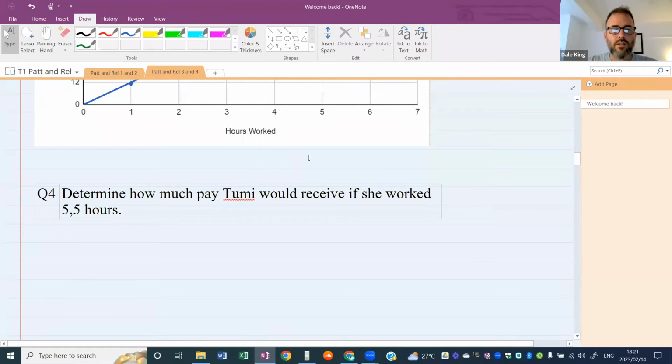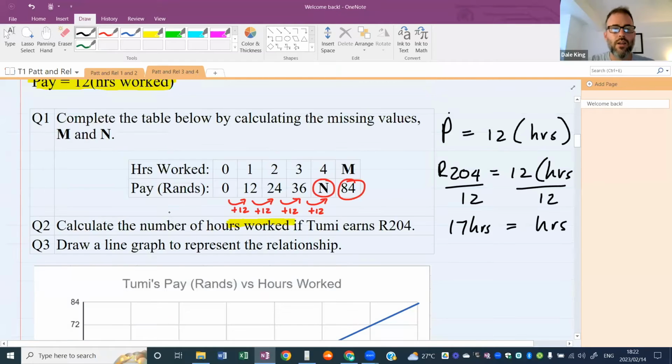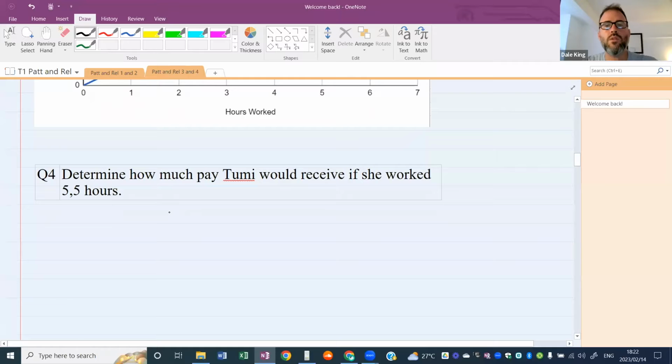Determine how much pay Tumi would receive if she worked 5.5 hours. Let's just quickly check that, because now this is different to the other ones. We've got a decimal hour. So determine how much Tumi would receive if she worked 5.5 hours. Can you quickly do that calculation? And we're just going to check decimals and how they affect our answer. How much pay for 5.5 hours?